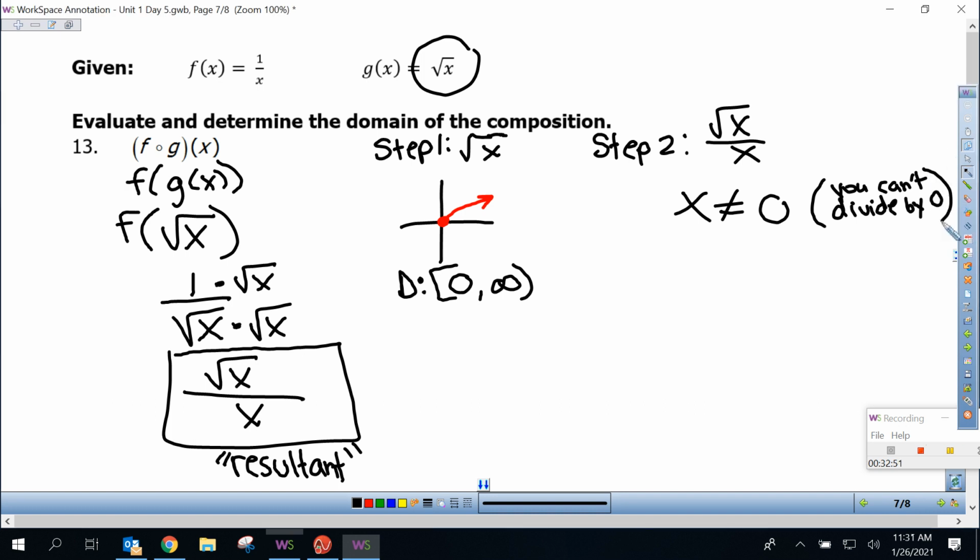Just for fun, if you want to put it in your calculator, put in 5 divided by 0, and your calculator will say, no, you can't. So you can't divide by 0. Okay, so we checked the bottom.